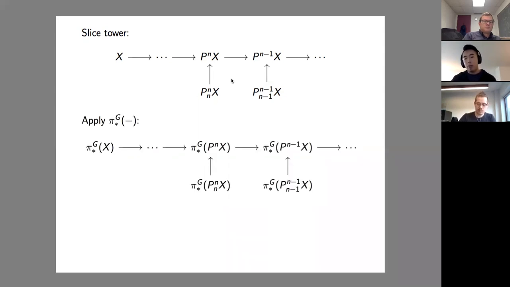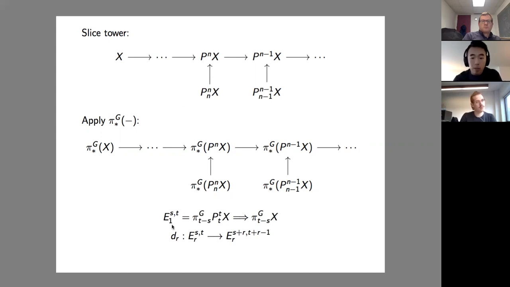And given the slice tower, what I can do is apply pi star of G, and I get a tower of homotopy groups, and that gives me a spectral sequence. So it's a spectral sequence where the E1 page is pi star G of the fibers, the slice sections, and it converges to the equivariant homotopy group of X. And the differentials we grade in the same way as the usual Adams differential. So the d_r differential goes 1 to the left and r up. So this is the slice spectral sequence which we can obtain from the slice tower.